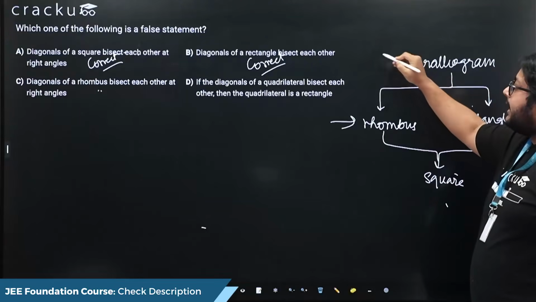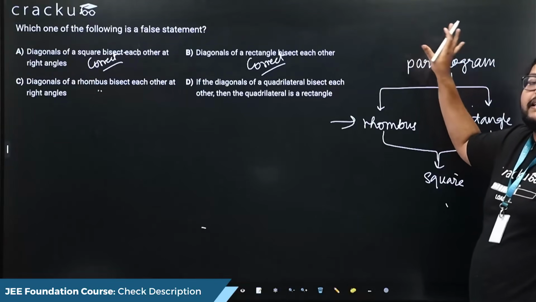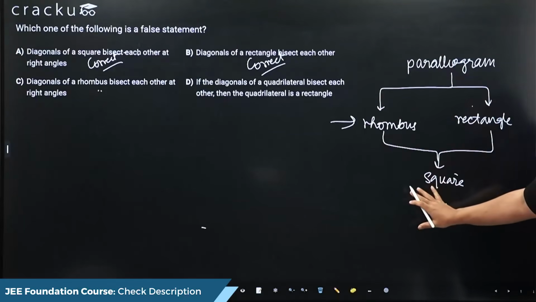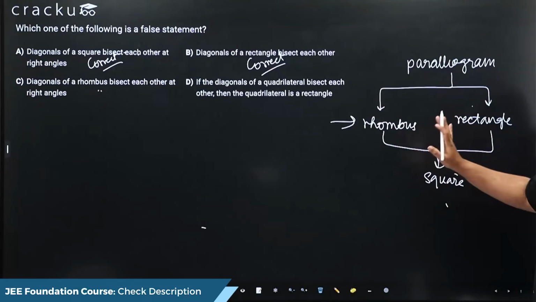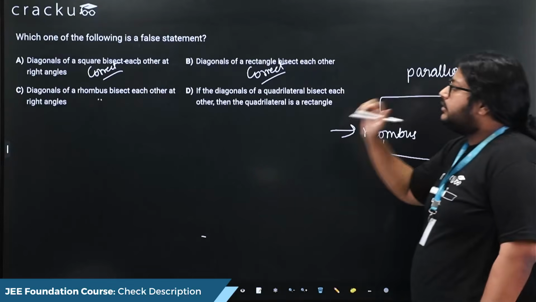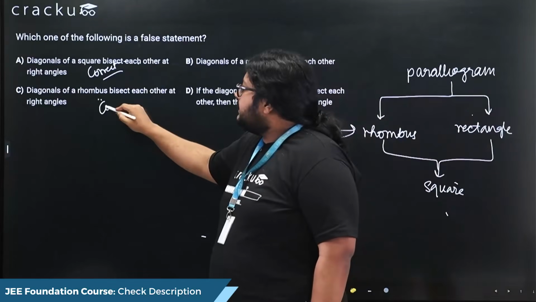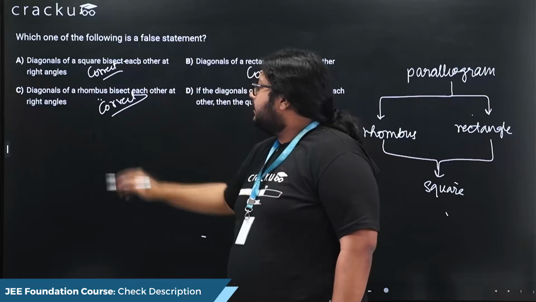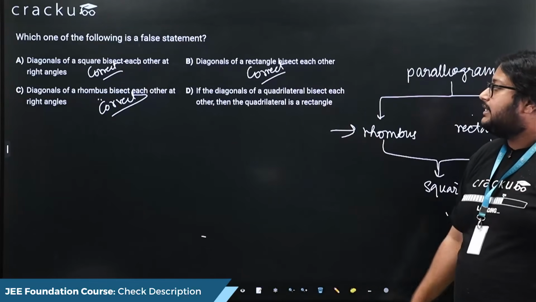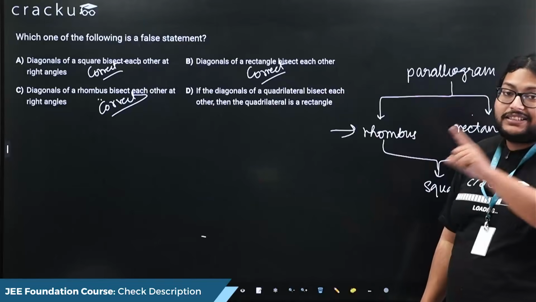So if in a parallelogram I have that the diagonals bisect each other, that means for a rhombus, for a rectangle, for a square, all three of these the diagonals will bisect each other. So from there also I could say A, B, C are basically correct. Fourth one says diagonals of a quadrilateral bisect each other, then the quadrilateral is a rectangle. That is not necessarily true.